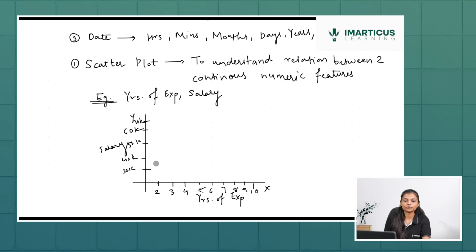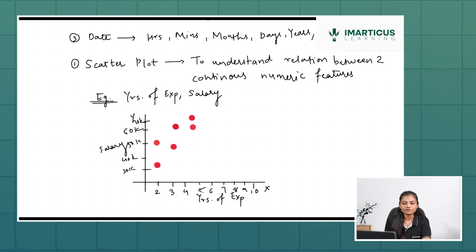Let me change the color over here. So let's say I have 2 years experience and this is the salary. Someone has 2 years experience and he's having 50,000 as a salary. Someone has 3 years experience and 60,000 as a salary. Someone has 3 years experience and this as a salary. So at 4 years experience, obviously it's increasing.